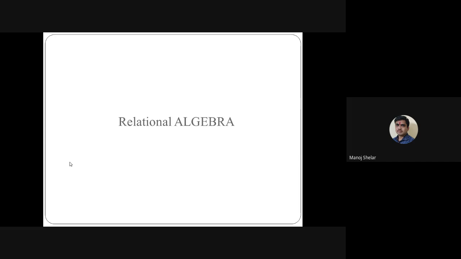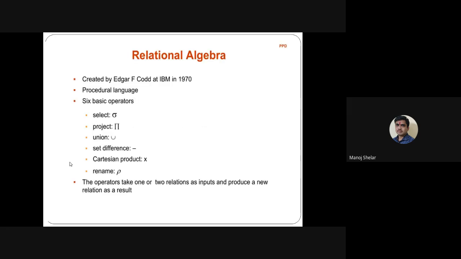Listen carefully. Relational algebra is the last point of today's lecture. When this point ends, today's lecture is finished. So what is relational algebra? Codd created it at IBM in 1970. Codd was a scientist who worked on relational algebra in 1970 and provided these notations. It is a procedural language.